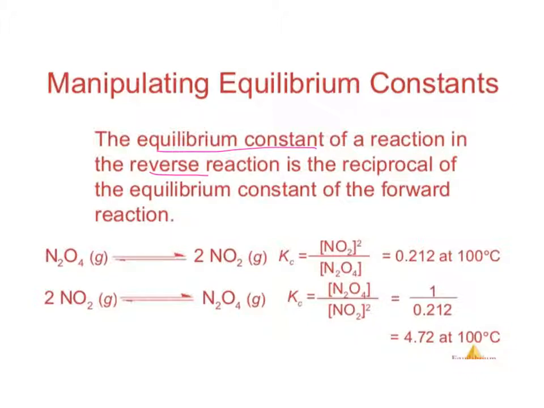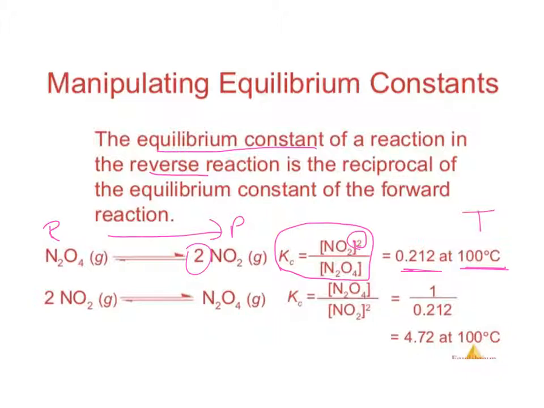reaction. What does that look like? If we have N2O4 going to 2NO2, this is our reactants, these are our products, this is our equilibrium constant expression. This is to the second power because this is a 2 over here. And it equals 0.212 at 100 degrees Celsius. Remember, our equilibrium constants are different at every temperature.